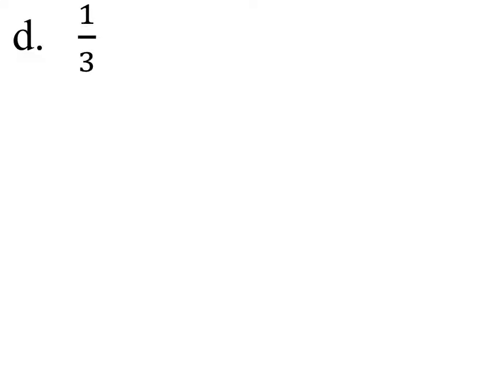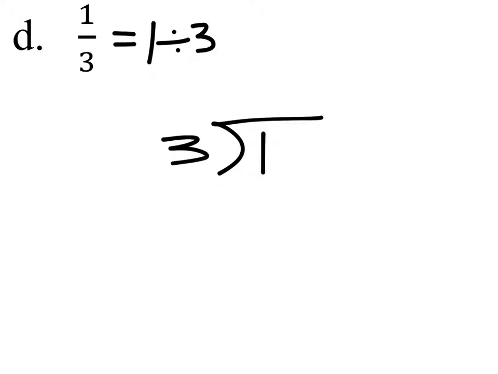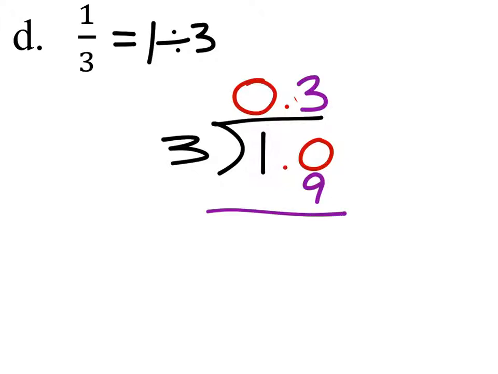On this one also, this is 1 divided by 3. So using long division, I've got 1 divided by 3. Now this is extremely difficult because 3 doesn't go into 1, but we're going to make that a 10. And a 3 will go into 10 exactly 3 times. 3 times 3 is 9. I subtract and I got a 1.